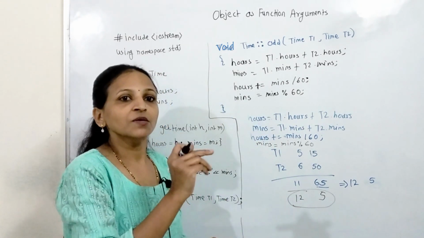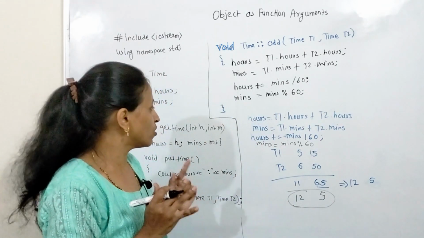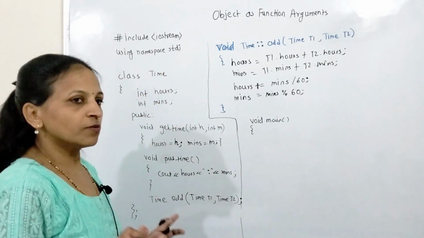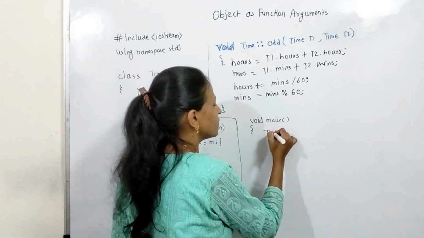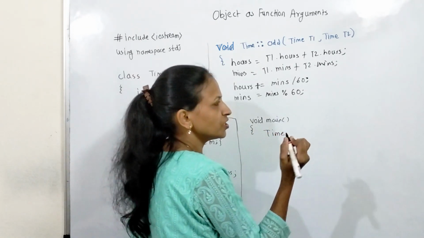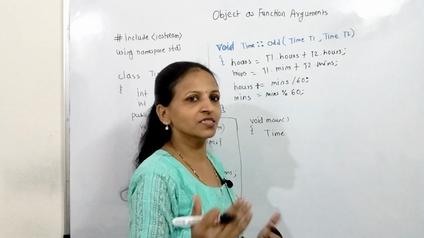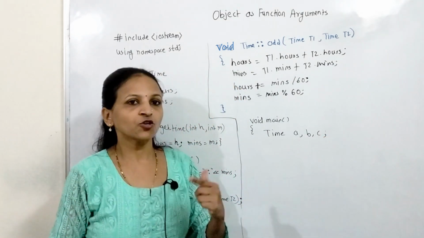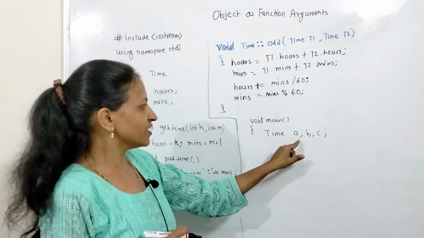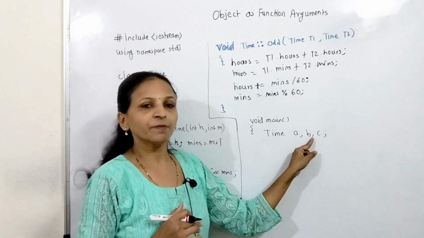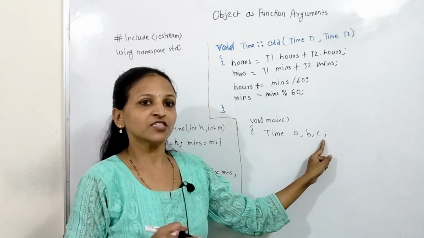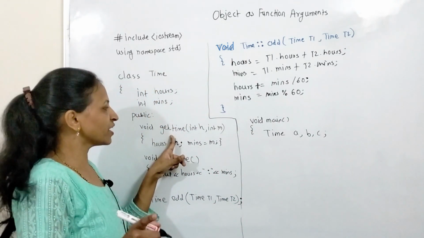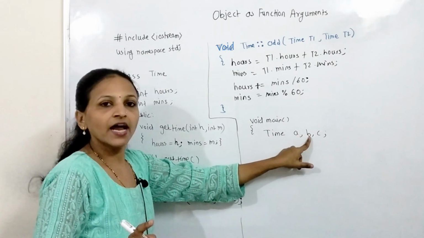Now let us see the main function, how to call all those functions. Now in the main function we have to create 3 objects of the time class. How? Time t1, t2, t3, or you can take here a, b, c, any objects you can create. Suppose these a, b, c are 3 objects of this time class. Now I will set a's and b's time. In c we will store the addition of a and b. Now how to do that? The get time member function we have to call for a and b objects.